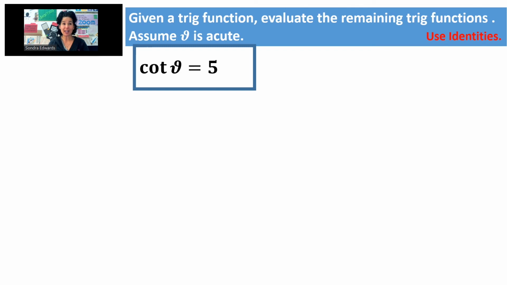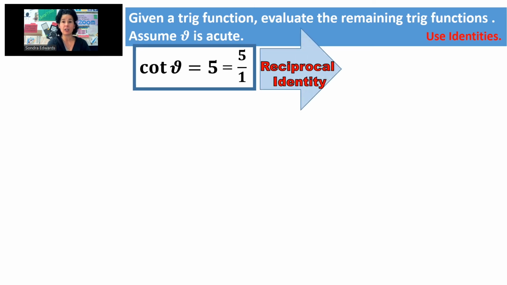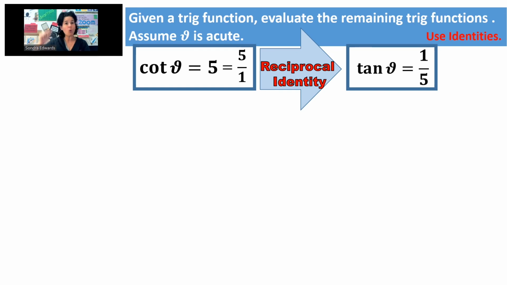I would strongly recommend as your go-to identities, your reciprocal identities, it's kind of buy one, get one free. As soon as I know one, I just take the reciprocal and I have another trig function's answer. So in the case of cotangent of theta, the reciprocal identity for cotangent is tangent. So since cotangent of theta is 5, which is 5 over 1, using that reciprocal identity, I know the answer to tangent of theta is going to be 1/5.